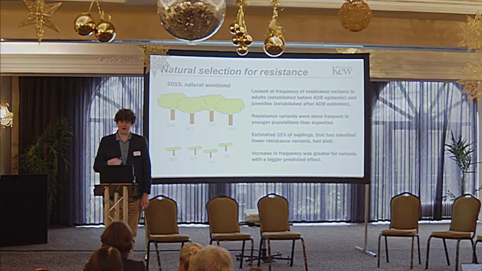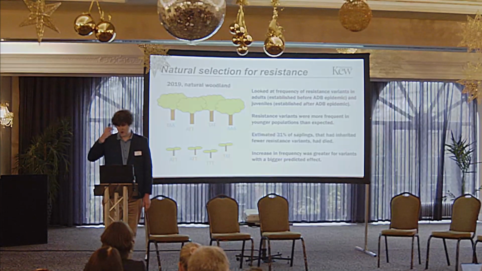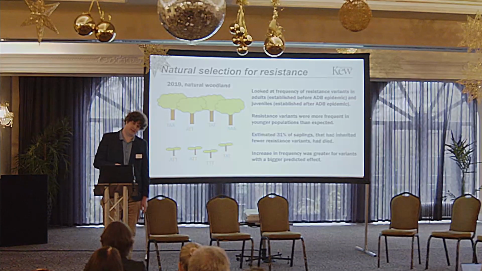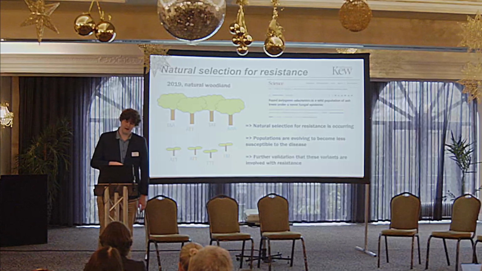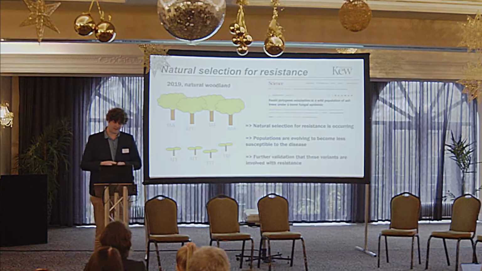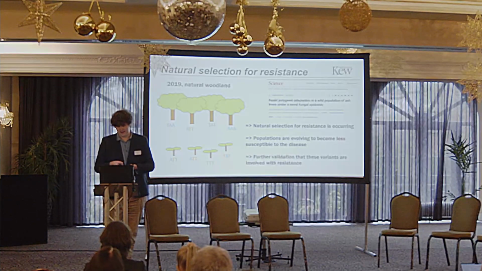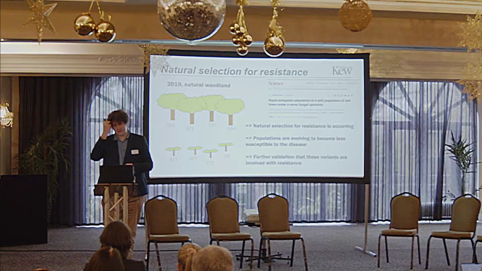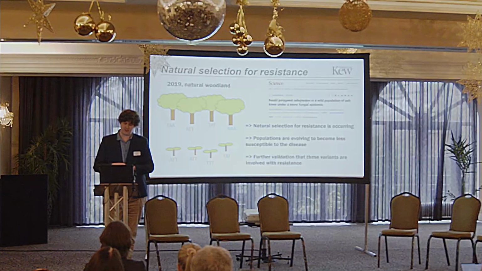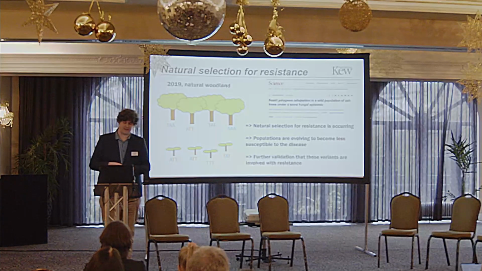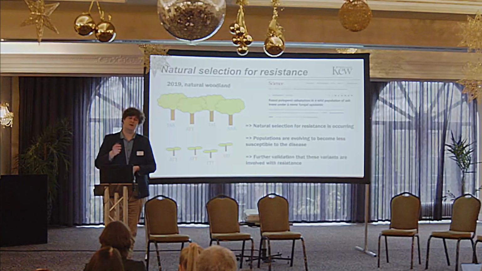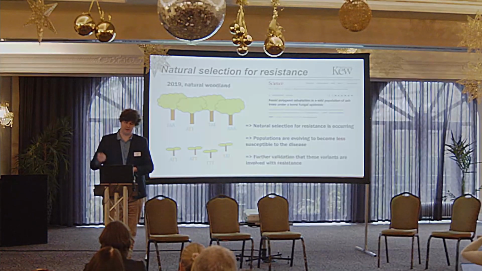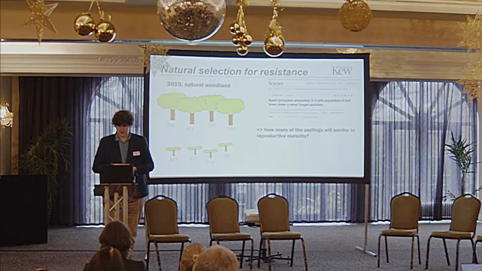And the increase in the frequency of a variant was correlated with how big an effect it was predicted to have in the trials. And so that suggests that natural selection for resistance is occurring, at least in this one wild population, and that the next generation might be more resistant to the disease than the previous generations, and it's a nice further validation that these variants are involved in resistance, not just in the field trial setting, but in a wider series of settings.